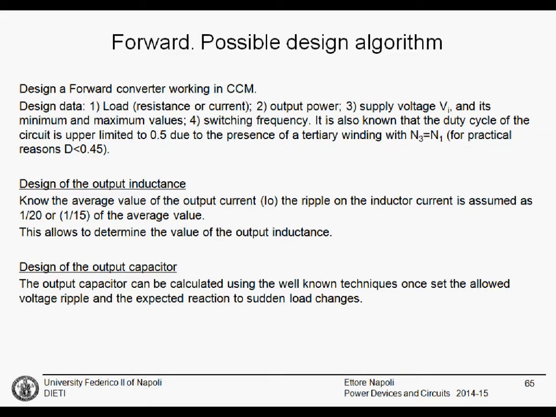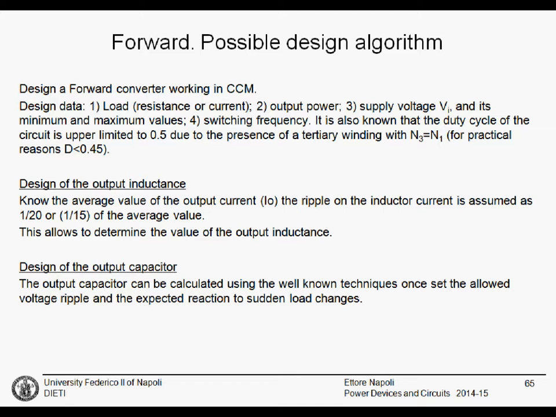We also assume that we know the maximum duty cycle that we can use. Imagine that we are using a forward converter with tertiary winding, and we have N1 equal to N3, the two windings have the same number of turns. This means that there is a limitation on the duty cycle that is 50%. For practical reasons, we don't want to destroy the circuit. We want to limit, for example, the duty cycle to 0.45.